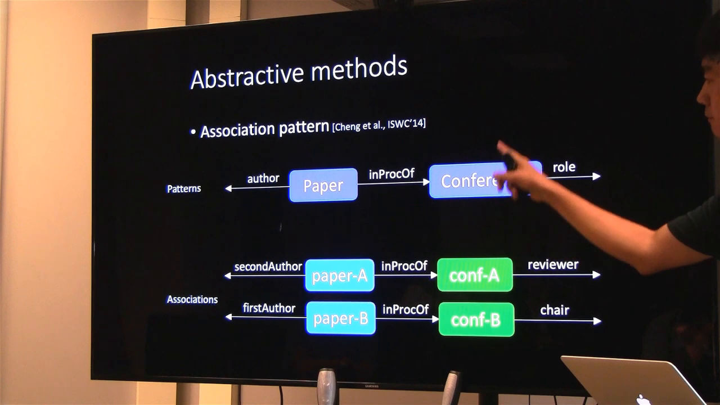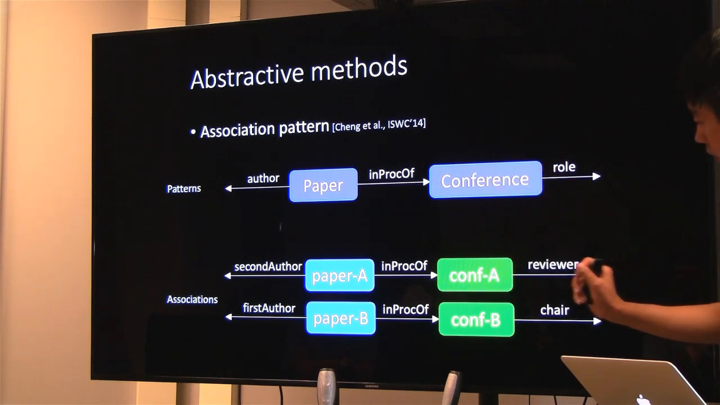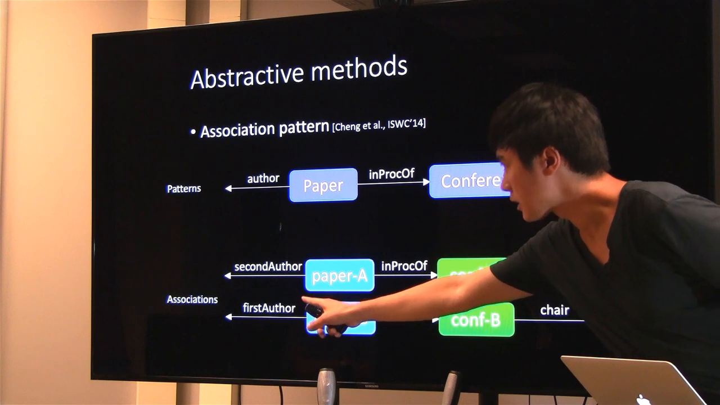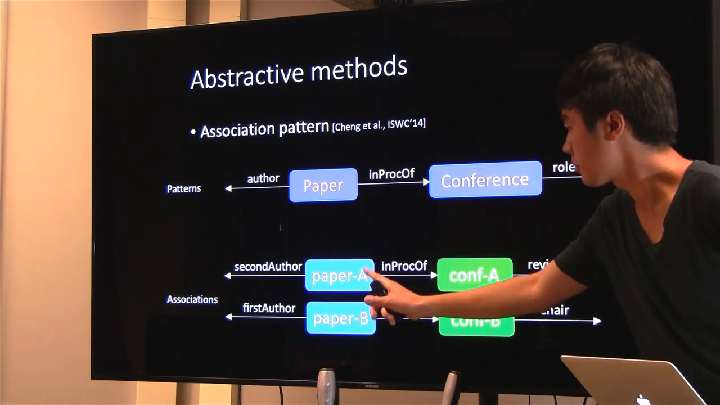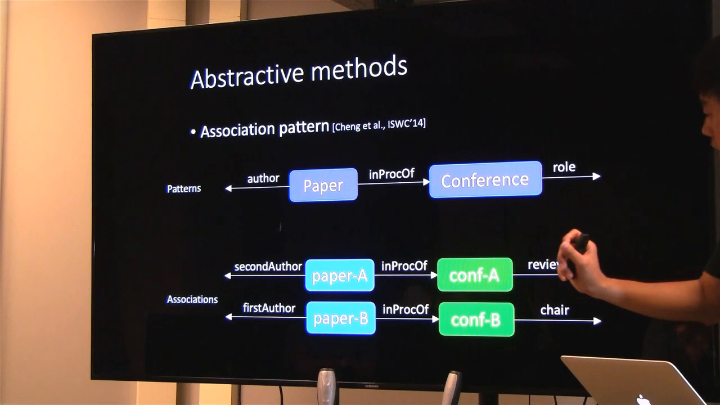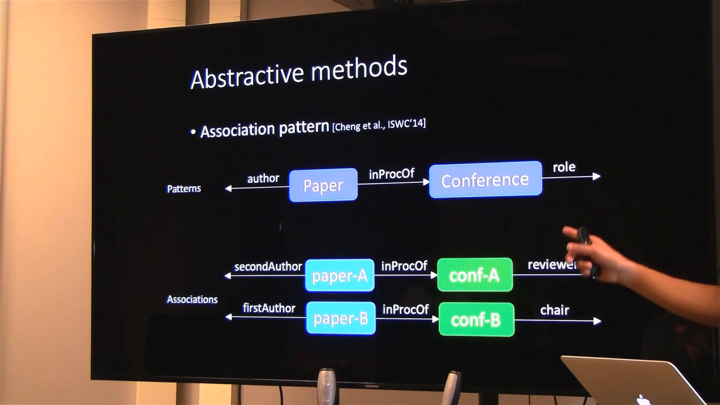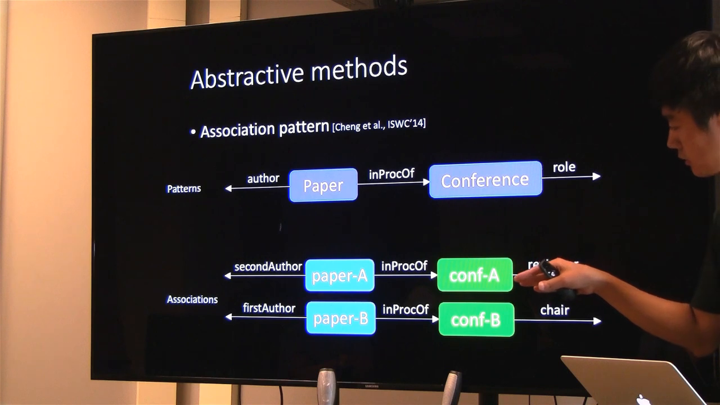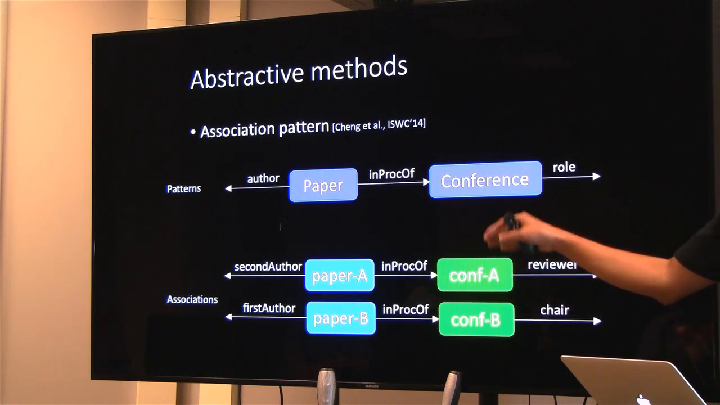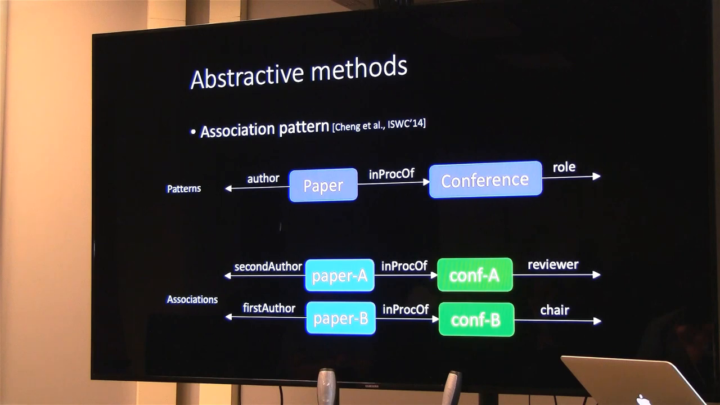These two paths both follow this pattern, because second author and first author are subproperties of author. Paper A and paper B are instances of the paper class. Conf A and Conf B are instances of the conference class, and reviewer and chair are subproperties of the role property. So we say that these two paths follow this association pattern. Instead of showing top-ranked associations, I mean top-ranked paths, we don't show paths. We show path patterns, as a high-level abstraction of paths.